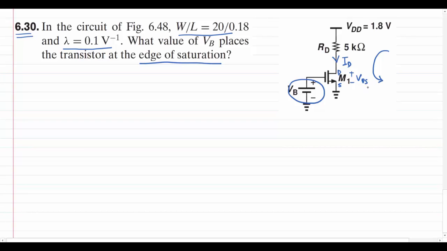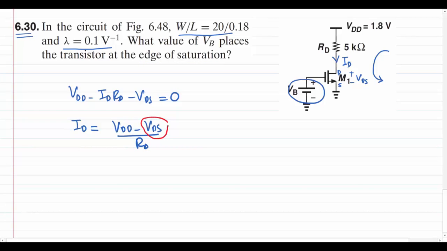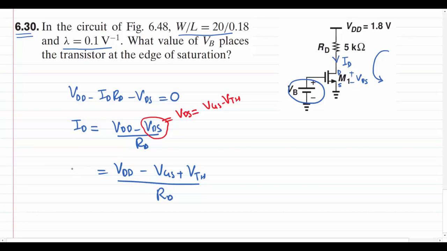If I apply KVL in this loop, what I get is VDD minus ID RD minus VDS equal to 0. Now let me rearrange this equation. I'll get ID equal to VDD minus VDS over RD. Now what is the value of VDS at which the transistor is at the edge of saturation? Well, that value of VDS is VDS equal to VGS minus VTH. So I can write this equation as VDD minus VGS plus VTH divided by RD, which is equal to ID.